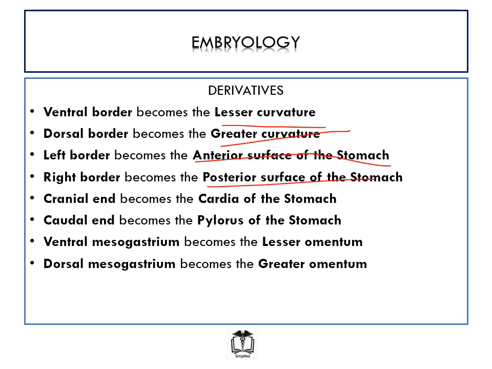The cranial end becomes the cardia of the stomach. I mentioned the cardia of the stomach being the part connected to the esophagus. The caudal end becomes the pylorus of the stomach. The ventral mesogastrium becomes the lesser omentum, and then the dorsal mesogastrium becomes the greater omentum. So this is the adult derivative of all the structures I mentioned in relation to the development of the stomach.